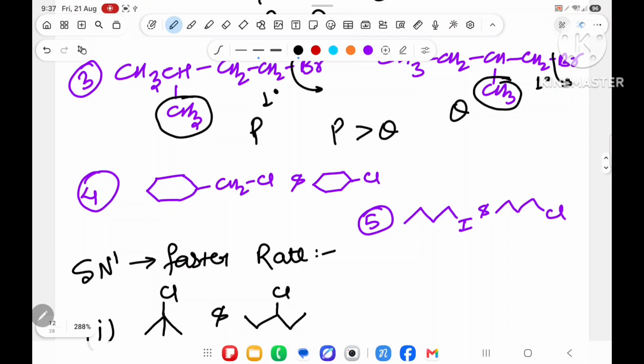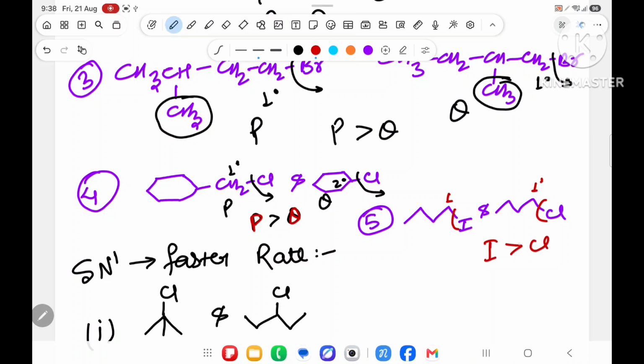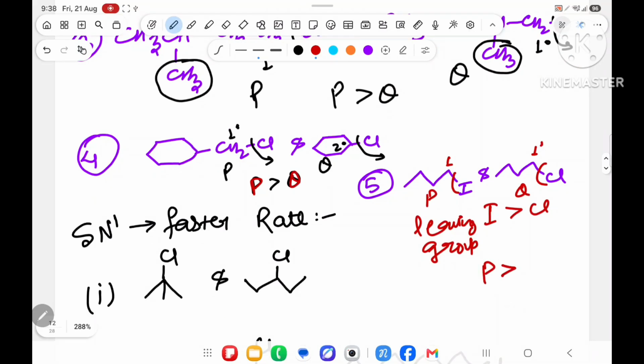Now over here, they are asking, in this part, remove it, it will become 1 degree. Remove it, it will become 2 degree. P, Q, which one is faster? P is greater than Q. SN2 is asked. Here 1 degree, here 1 degree. Everything is same. No branching, nothing is there. But leaving group: I is a better leaving group than Cl. So which one is good? P is greater than Q for the SN2 mechanism.